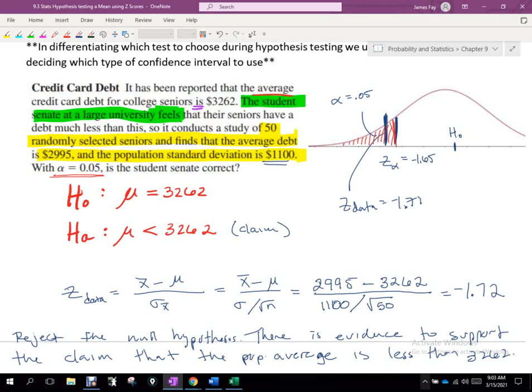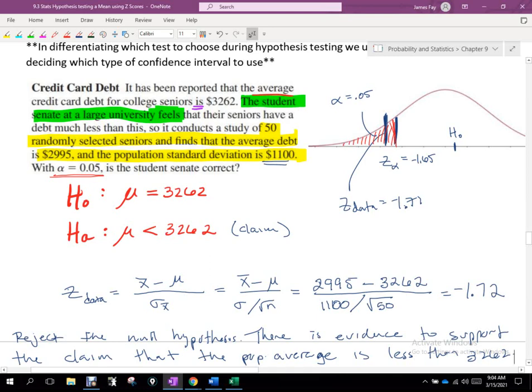Now, negative 1.71 or negative 1.72, is that pretty close to negative 1.65? So these two values were pretty close to one another, right? That will be something that we discuss later on, that yes, we've got evidence to reject the null hypothesis, but how strong is that evidence? Because they're pretty close. Like if my z for my data was -3, -3 is pretty far from negative 1.65, and that would be really strong evidence for rejecting the null hypothesis. So we'll talk about that strength of evidence as we move on.